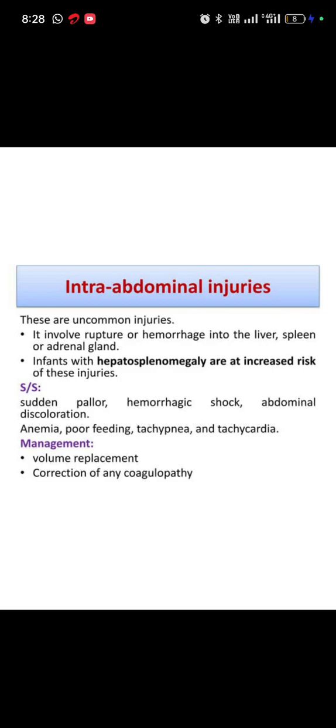Next, intra-abdominal injuries. Commonly, injuries involve rupture and hemorrhage in the liver, spleen and adrenal gland. Infants with hepatosplenomegaly are at increased risk for these injuries. Signs and symptoms like pallor, hemorrhagic shock, abdominal discoloration, anemia, tachypnea, poor feeding, tachycardia. These are the signs and symptoms. Management: volume replacement and correction of any coagulopathy.